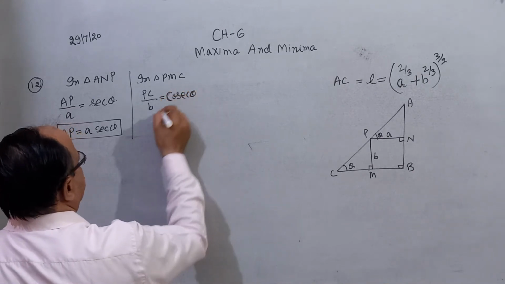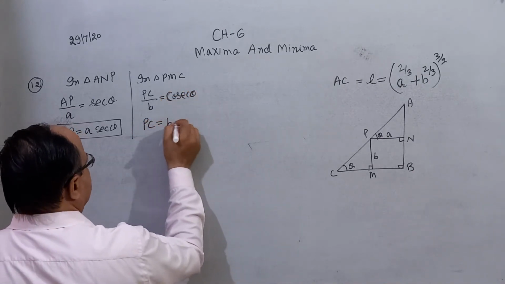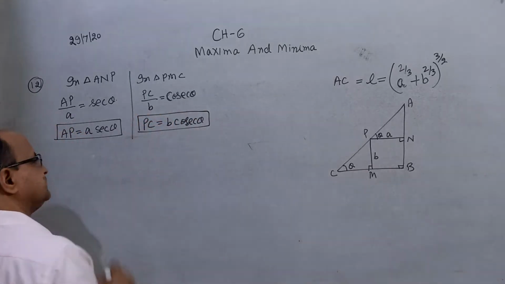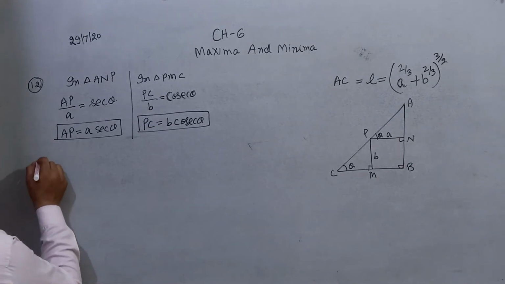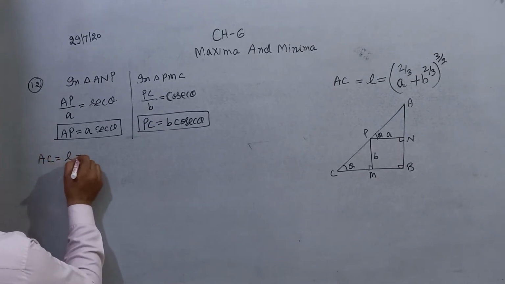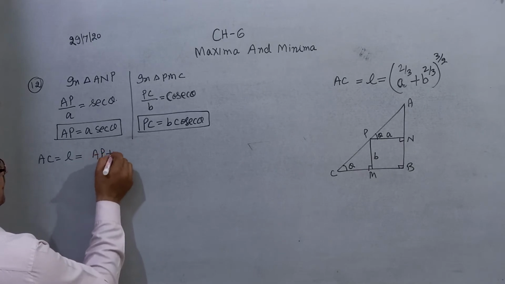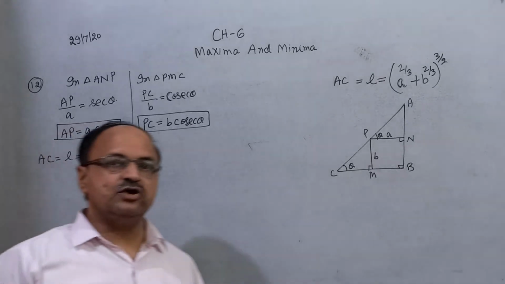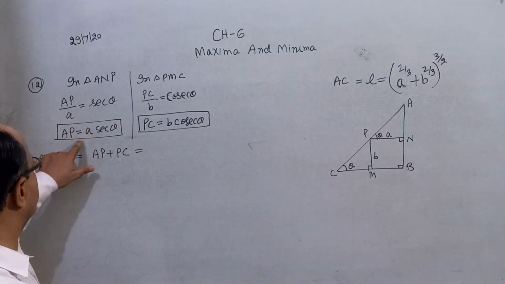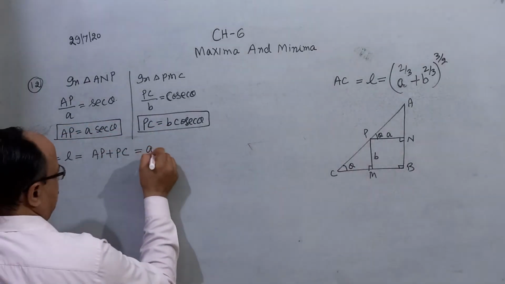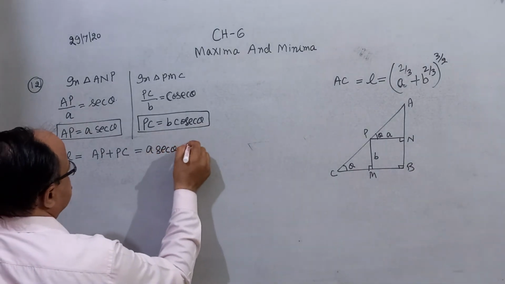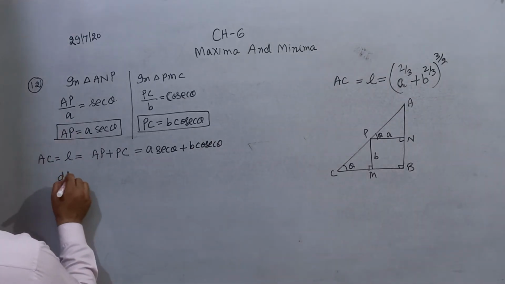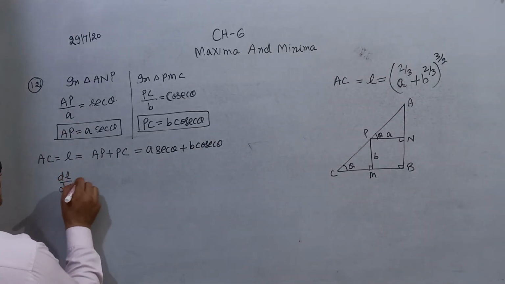Cosec theta. Therefore PC is equal to B cosec theta. Correct. Now let AC be equal to L, and you can write AP plus PC. Put the value of AP and PC from here: A sec theta plus B cosec theta. Now differentiate both sides with respect to theta.